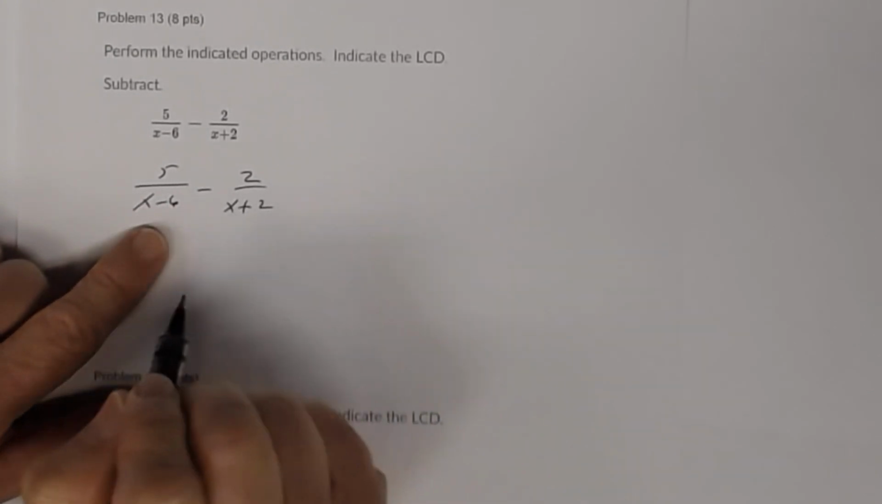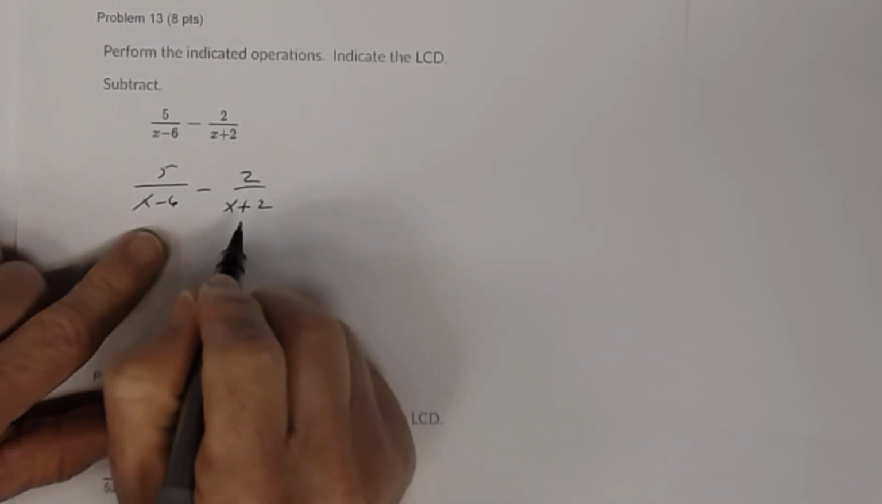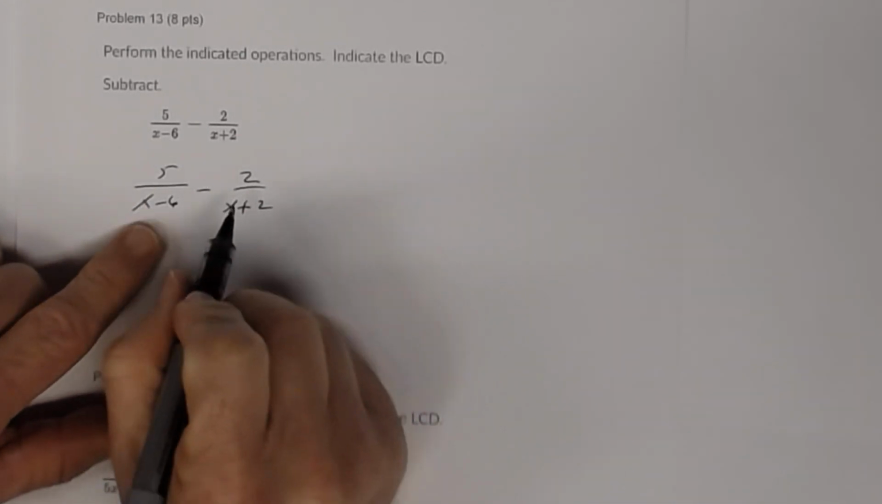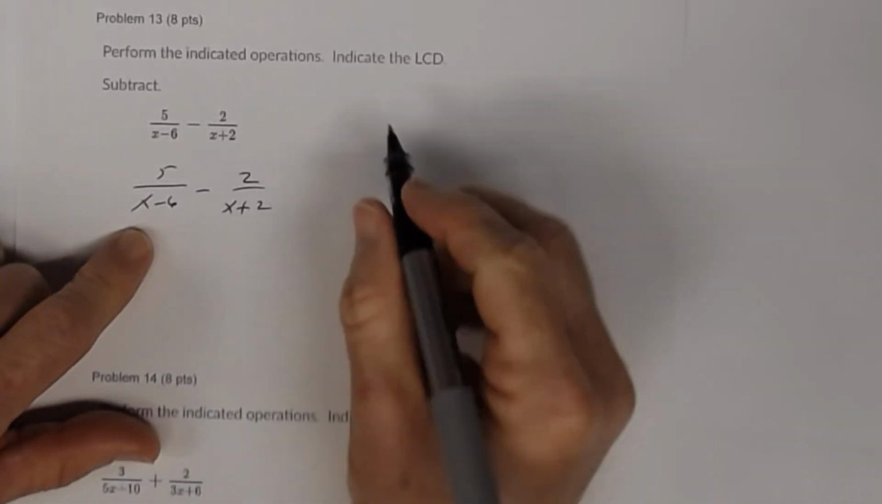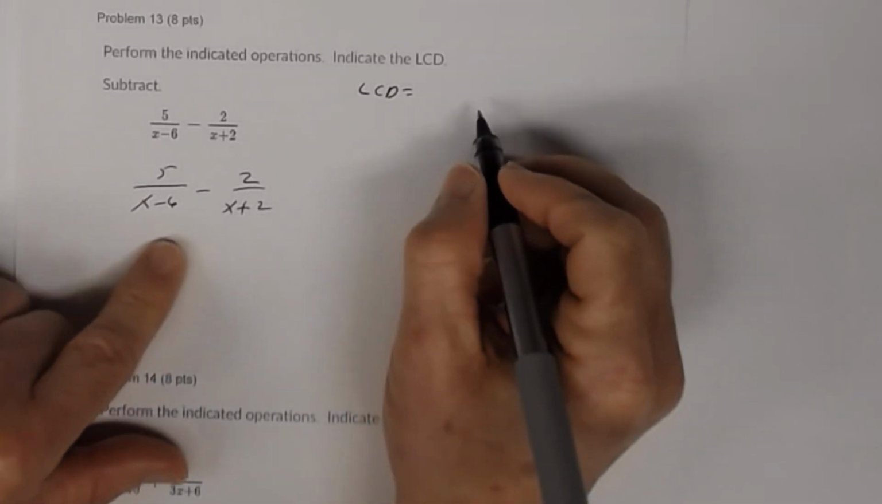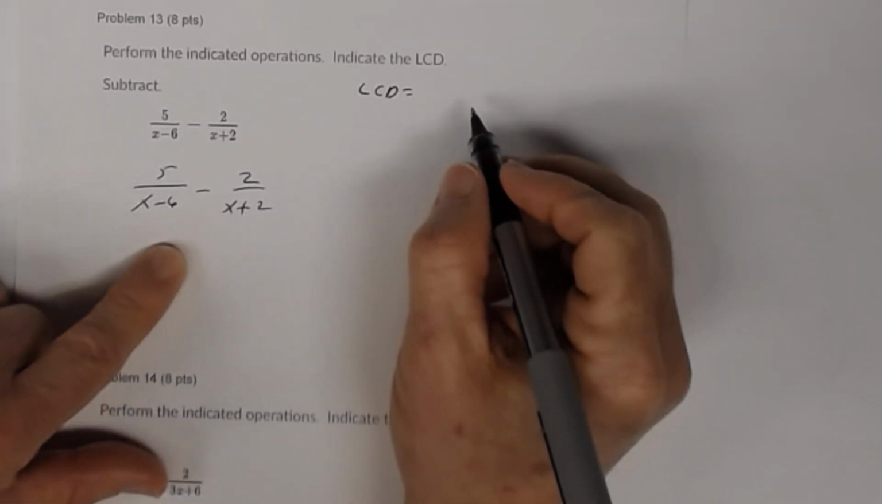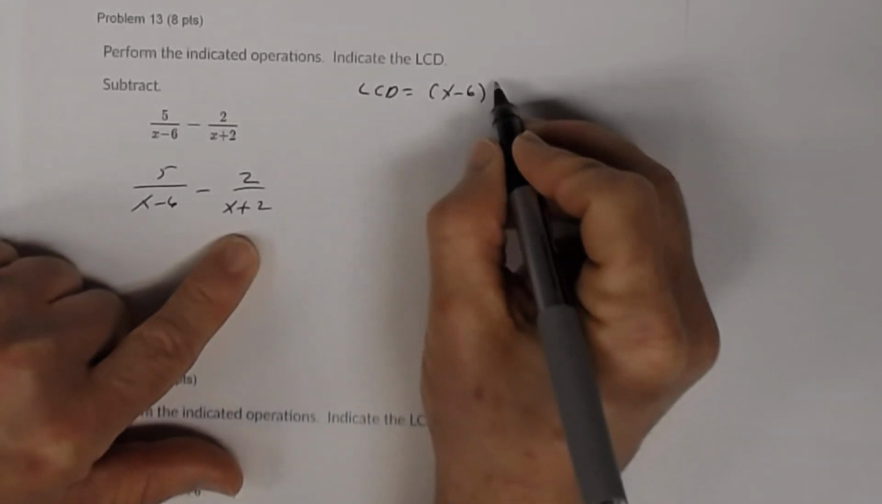So notice the denominators are not the same. So the first thing you have to do is factor the denominators, and then you find your LCD. But notice that x minus 6 and x plus 2, I cannot factor. So the LCD is going to be a product of all the different factors that you see in the denominators. So I see an x minus 6. That's going to be part of the LCD. I see an x plus 2.